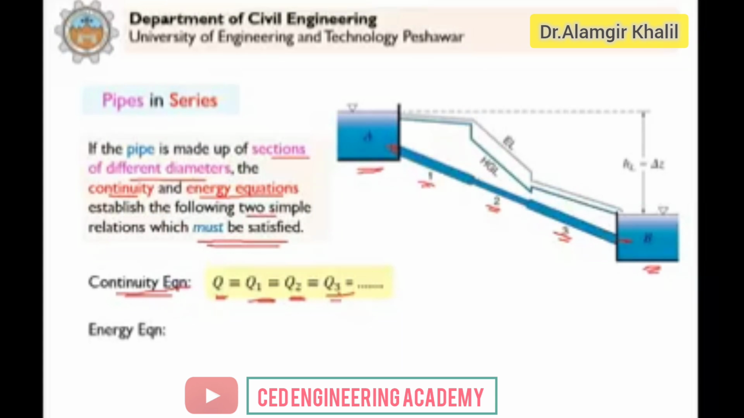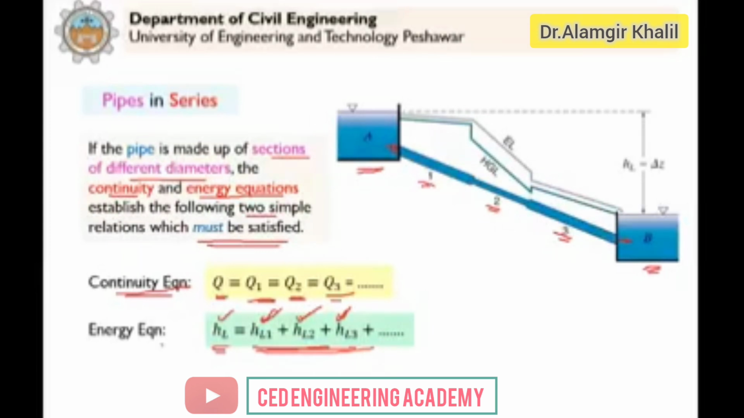And the second one is the energy equation. The energy equation says that the total head loss will be equal to the sum of head losses through all the pipes. So for example, if we have three pipes, then this is equal to the head loss that occurs through pipe 1, plus the head loss through pipe 2, and the head loss through pipe 3. When we add them, we get the total head loss, HL. And if we have a large number of pipes connected in series, it will continue.